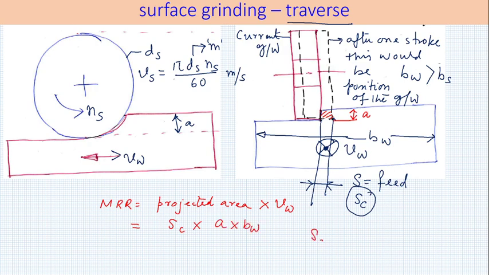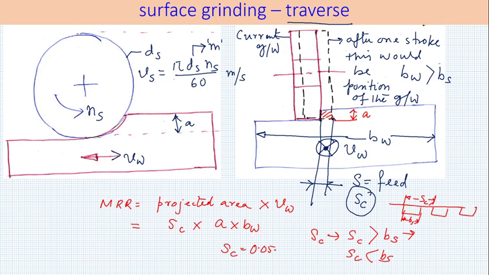Now how much would be the value of SC? Can it be more than BW? Sorry, BS. If it is more than BS, then what would happen? You will make this kind of grooves. So this is SC more than BS. That is not the point. So SC has to be less than BS. Typically, SC value lies in this domain.